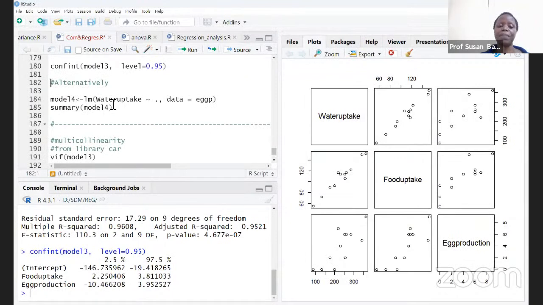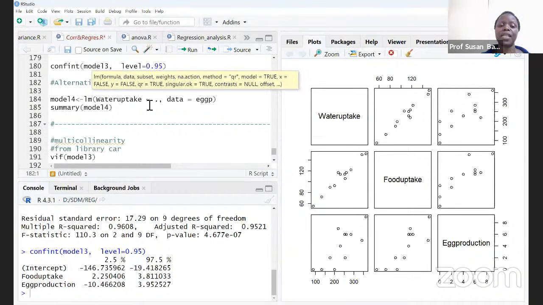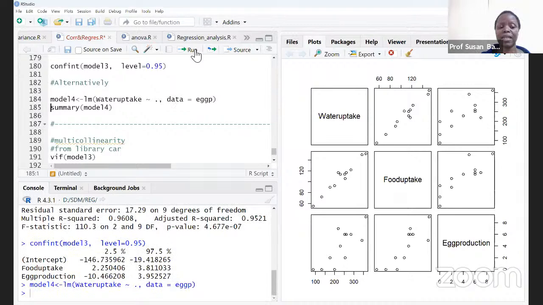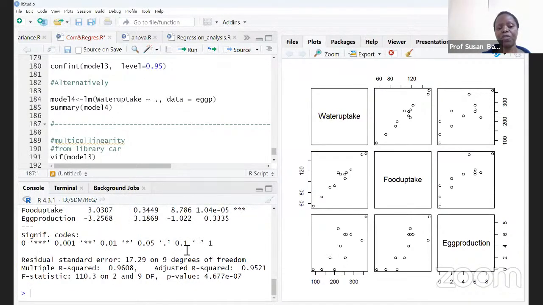So alternatively, if you look at line 184, if you have so many variables, instead of listing the variables, you can just say model for LM, water uptake is a function of dot, which means that you have so many variables listed in egg P. So if we run this line 184, you're going to get the same result like before. So you can see we are getting the same result like before. So this is an alternative way of writing your regression model.